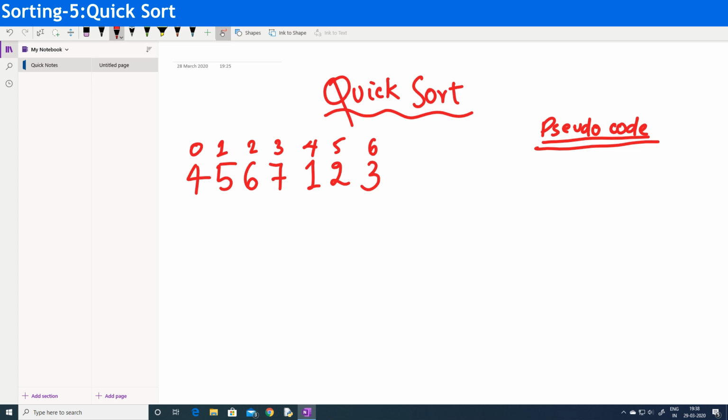So we have come to the fifth sorting algorithm in this sorting algorithm series, and this algorithm is called the quick sort algorithm. So let's get started.